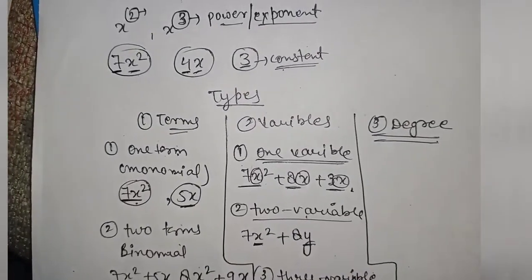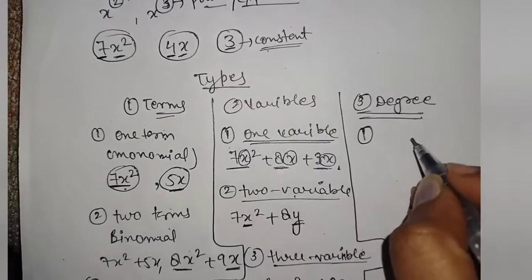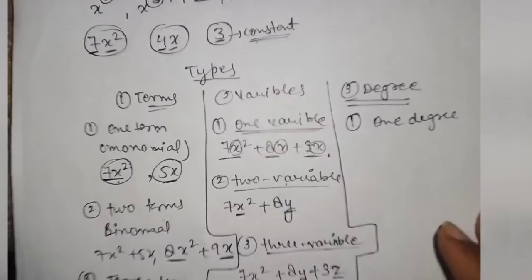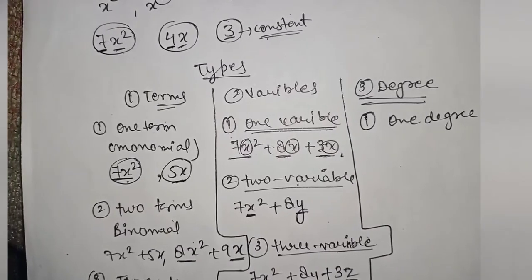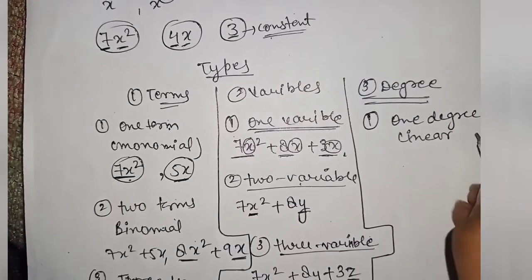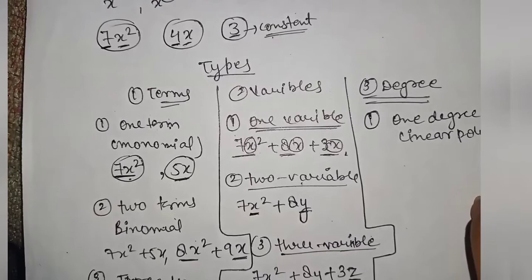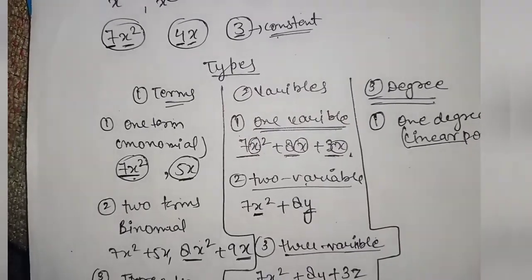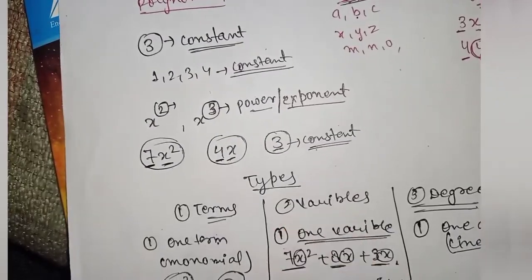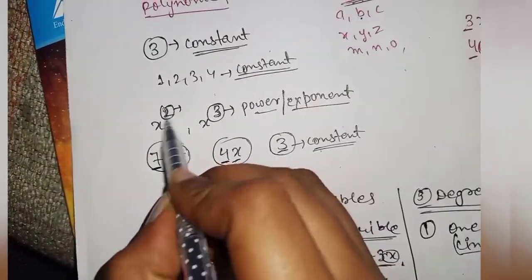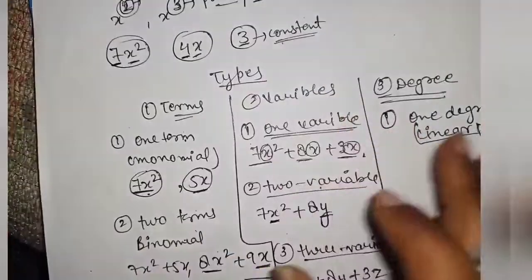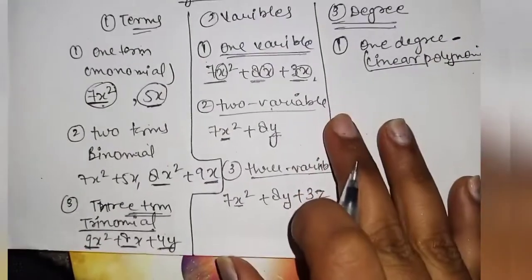Now the next topic is degree. What is degree? There are three types of degrees: 1 degree, 2 degree, and 3 degree. And 1 degree is known as linear polynomial. What do you mean by linear polynomial? If there is only one in the power, as we already read previously, that the power is also known as exponent, or we can also say degree to it. So if there is only 1 degree or one power, then it is known as linear polynomial.